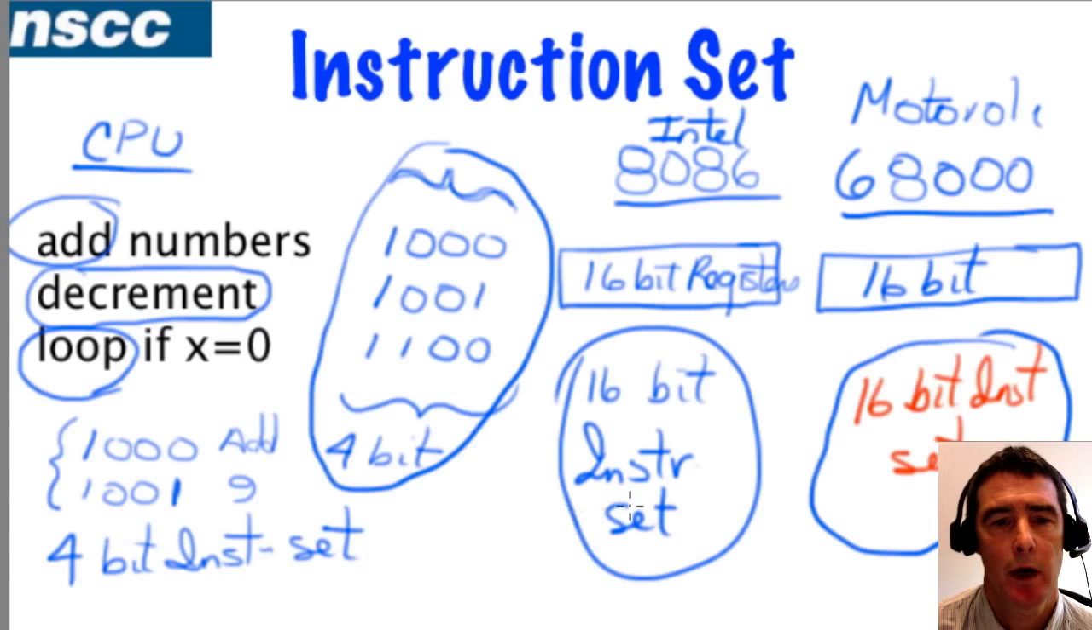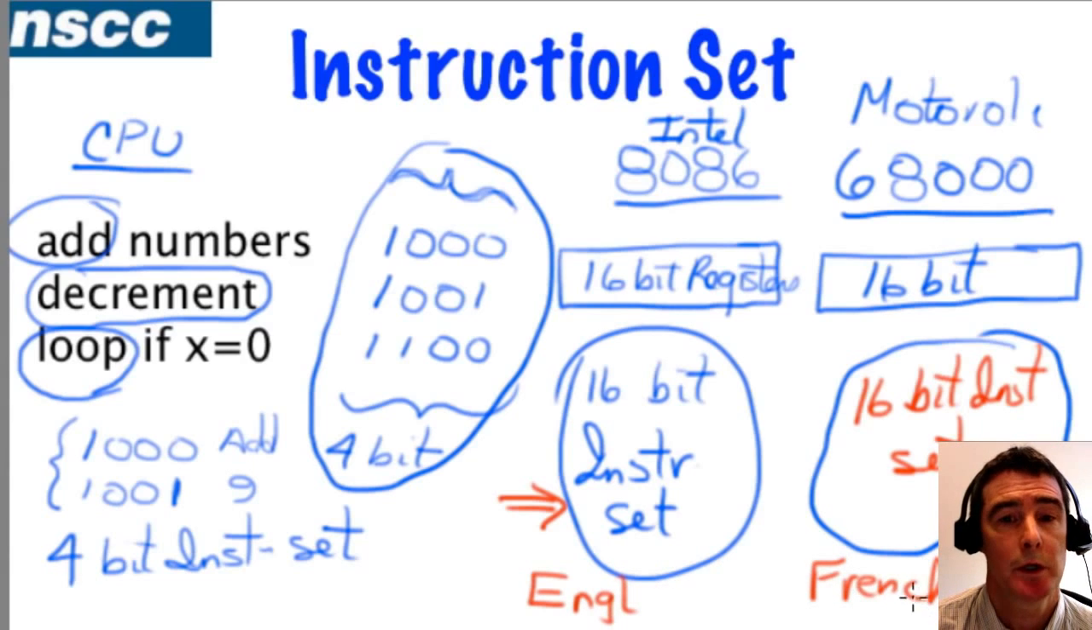So if you had software that was written using the Intel instruction set, it could not be understood by a 68000 CPU. It's almost like two languages. Like you could think of this being English and this being French, and each CPU is unilingual. So something that is in French cannot be understood by the English CPU, and vice versa.